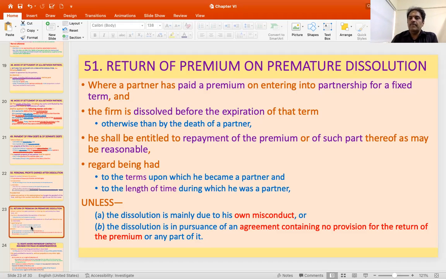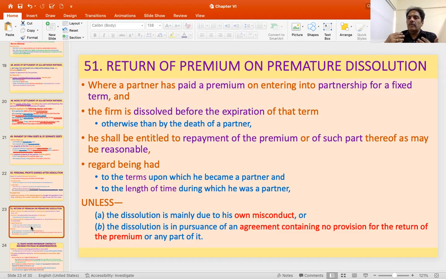Then that will apply. If that is not there, then bearing will also be there on the time for which he was a partner. Suppose he has been there for 2 months and it is dissolved, whereas the term for which he was supposed to be there was, say, 12 months. Then a proportionate premium could be returned to him for the period that he has not been in a position to continue as a partner because of the dissolution of the firm.